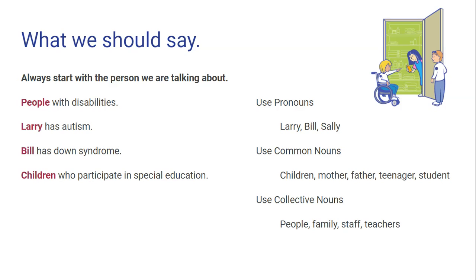So, for example, we should use names like Larry, Bill, Sally, the person's name, and always use it first. Or we could use common nouns such as children, mother, father, teenager, student. These are also representations of putting the person first, as long as it's before the disability. The last one could be collective nouns such as people, family, staff, teachers, students. As long as these are used first, before we represent the disability the student could potentially have, this would also be appropriate.